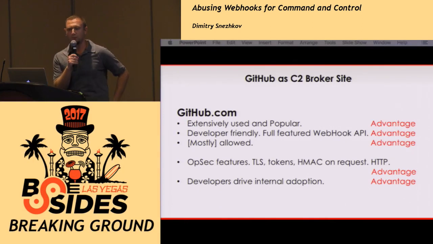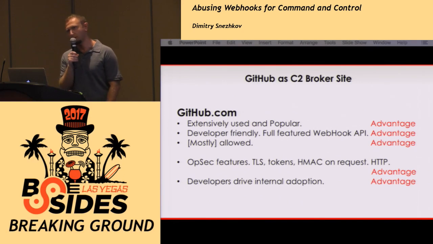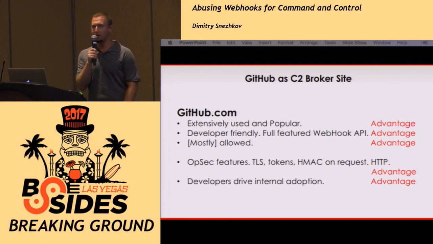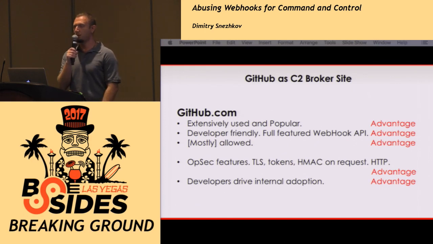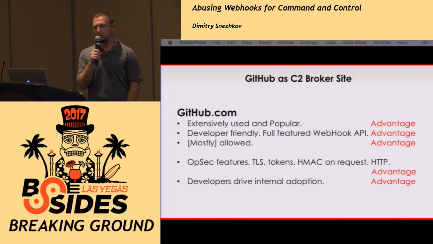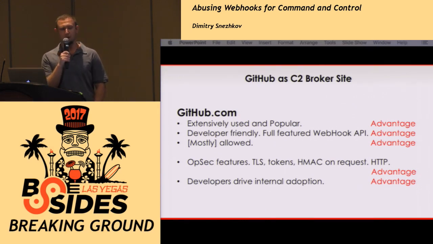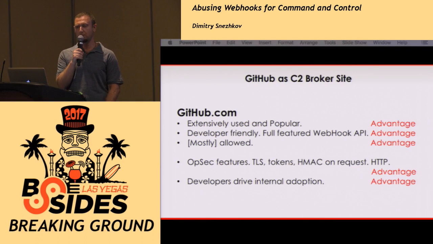Let's speak on GitHub. So GitHub is very popular. It's pervasive in enterprises. Developers use it, infrastructure folks use it. Anybody who is pulling any kind of code will probably be pulling it from GitHub at the moment. From our red team perspective, there are tons of advantages. It's developer friendly. We can code against it. It is extensively used, allowed in enterprise and through the proxies. And it has OPSEC features, right? GitHub makes our life easier by encrypting our communication, making it more secure.